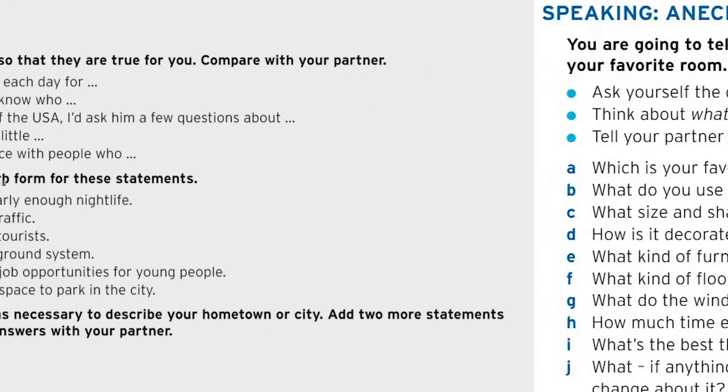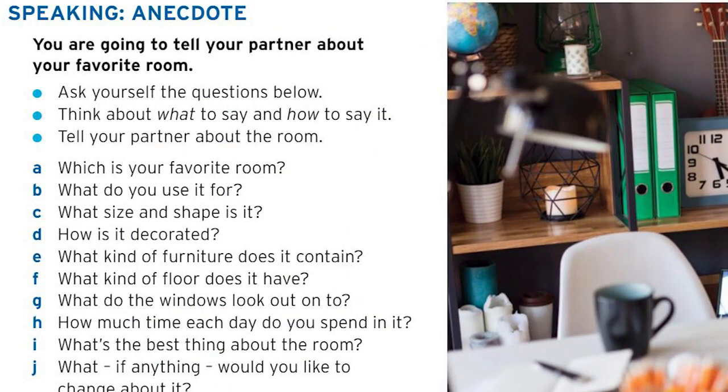All right, moving on to the last topic of today, we have speaking, anecdote. Now you're going to tell your partner about your favorite room. You already know what to do. You're going to ask yourself the questions below. You're going to ask yourself, not your classmates. These questions are here so that you can prepare your anecdote. When you're ready, you're going to think about what to say and how to say it. And finally, you're going to call your classmates and tell them about the room. All right? It's an anecdote, it's not an interview. So do it, guys, and when you finish, well, that's going to be it for today's class.